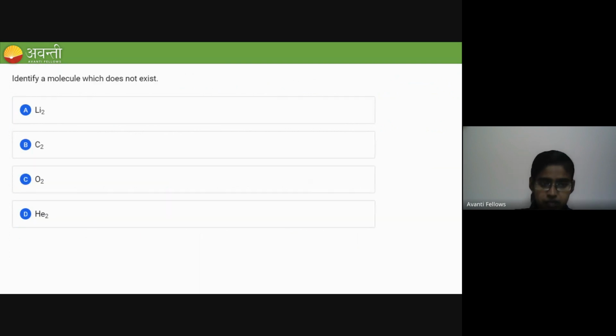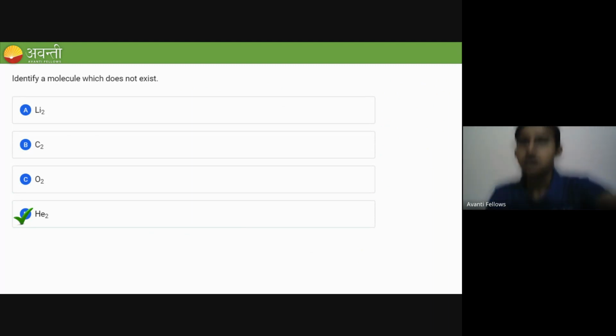Now coming to the next question: identify a molecule which does not exist. Just now we have seen that He2 is a molecule with bond order 0 and it does not exist. O2, carbon, lithium, all those molecules will exist, because for all the other molecules the bond order is not equal to 0. Only for helium is the bond order equal to 0, so the molecule is unstable and does not exist. With this, the chemical bonding lesson is getting over.